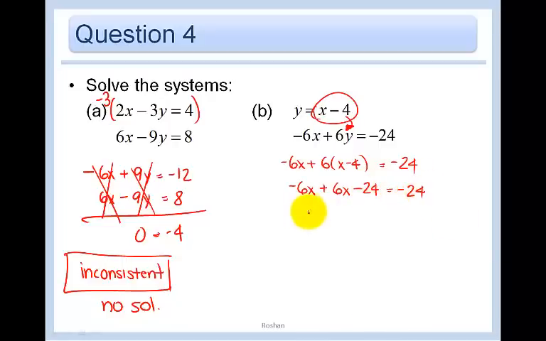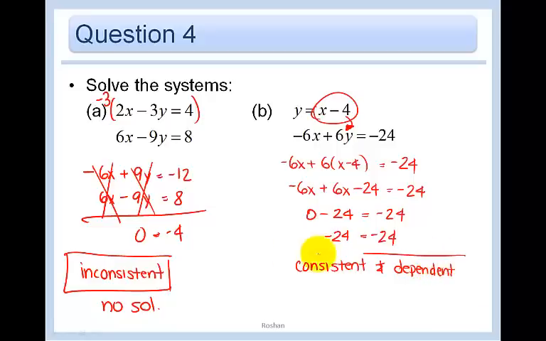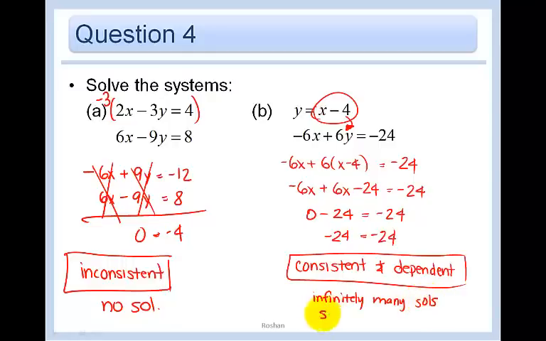Well, negative 6x plus 6x is 0. So it looks like the left side is negative 24 and the right side is negative 24. Well, negative 24 always equals negative 24. So it looks like we're talking about the same line, which is called consistent and dependent. Therefore, the solution is any number that is on the line, or infinitely many solutions. They are just the same line.